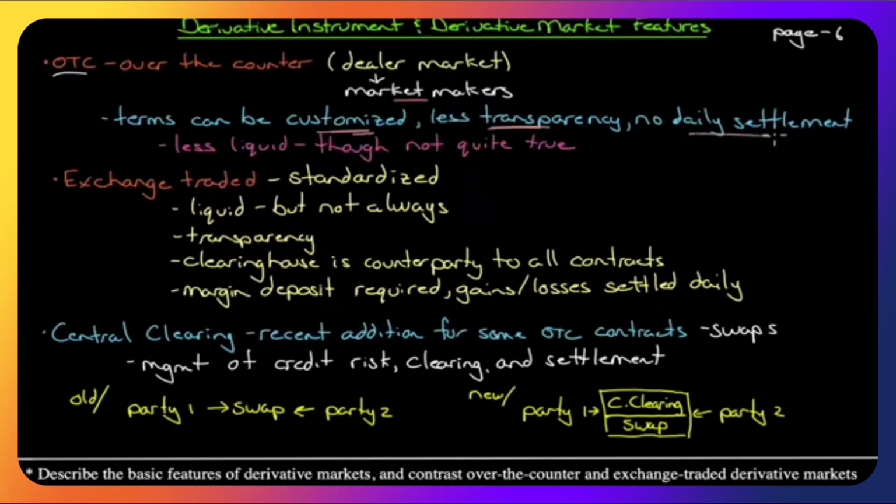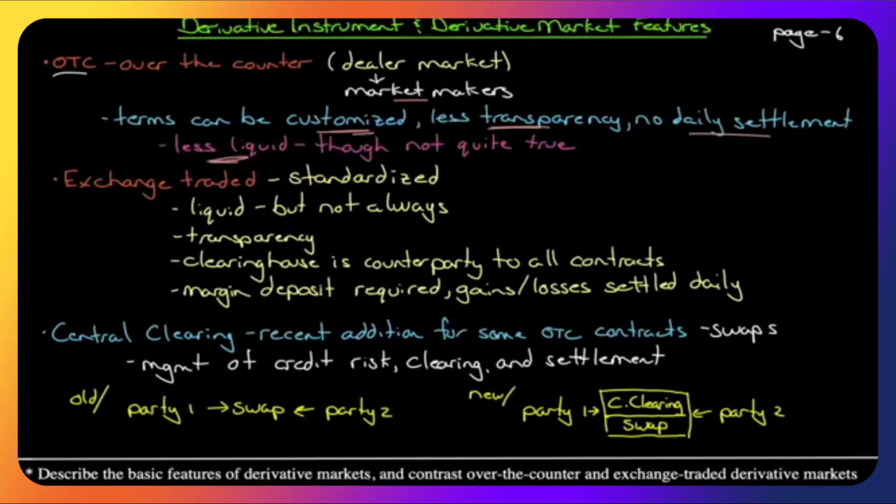When we say less transparency, it means the trades don't have to be reported anywhere. On an exchange, every time a contract is traded, it's reported in the sense that there was volume, there's open interest, so you know exactly how much activity is going on. But within the OTC market, you don't know. You don't know at all.